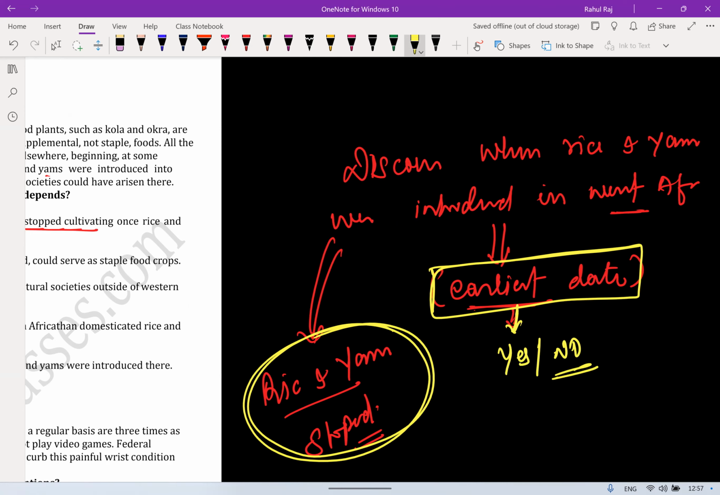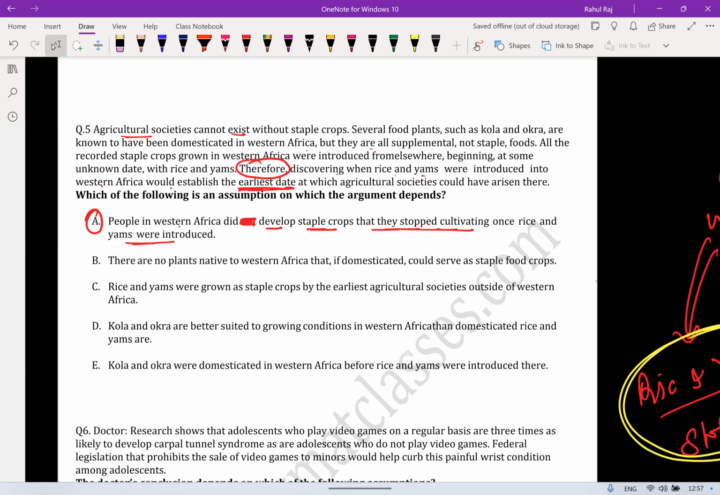No, right? Is it breaking my conclusion completely? My conclusion says that if I get to know when rice and yams came into the picture in Western Africa, we'll get to know the earliest date. Simple logic. Option number A says that there was already a staple crop before rice and yams came into the picture in Western Africa. So even if you get to know the date when rice and yams came into Western Africa, will you get to know the earliest date? Yes or no? Earliest means earliest, the first one. You will not get to know, right? So this is the answer.